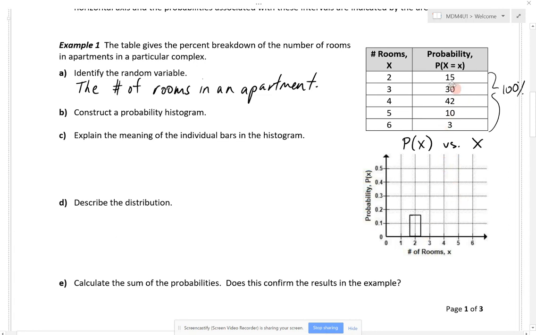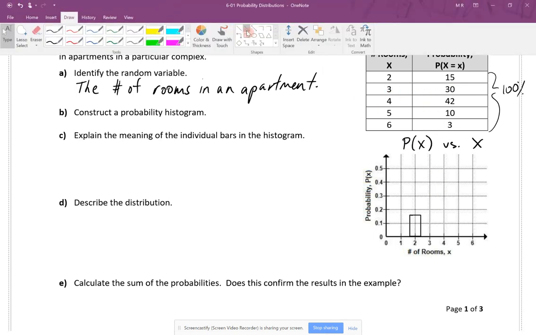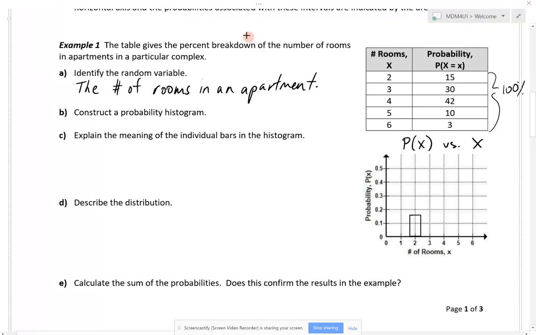Now the second one is 30, probability of 30 to get 3 rooms. Okay, so I'm going to draw a rectangle to 0.3. And again, it's centered around that interval of 3. You should try to make your bars as even as possible. So we should make this one a bit wider.